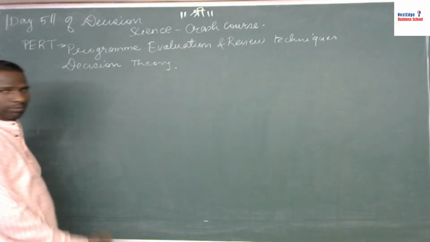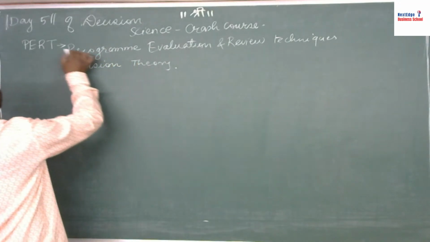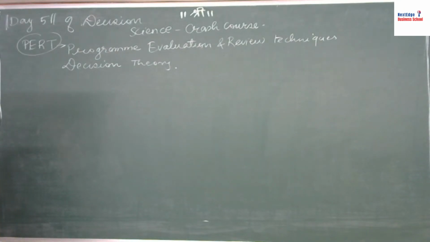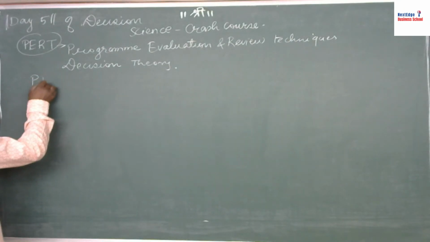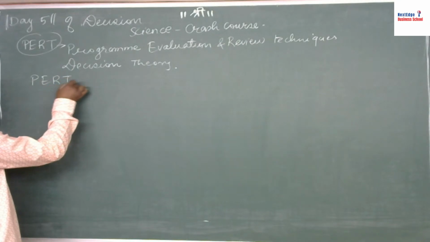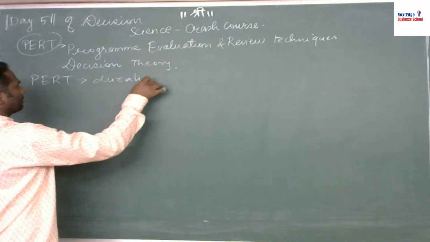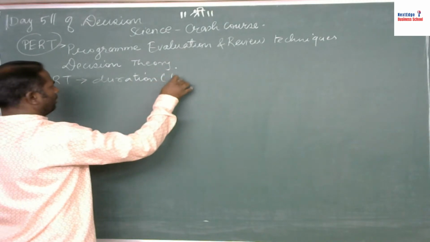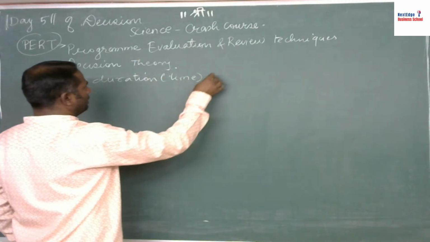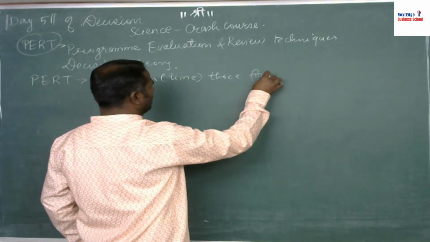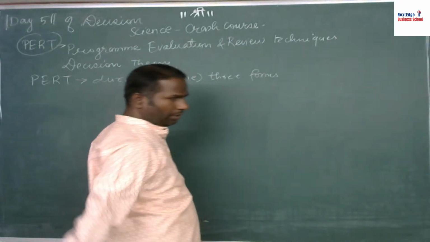So let's take one problem of PERT. How to identify a PERT problem? How is PERT different from CPM? In PERT, the durations or the time durations are given in three forms, right?